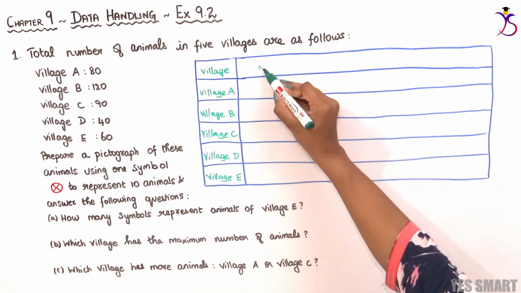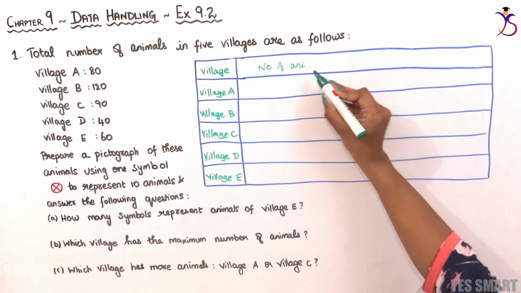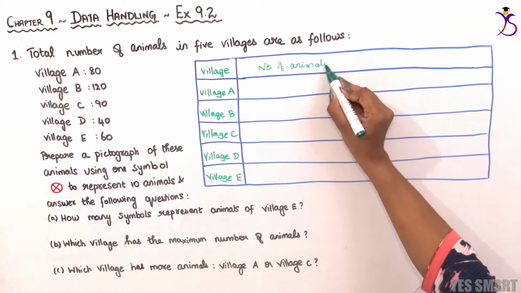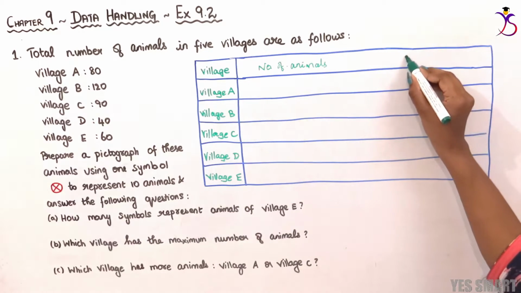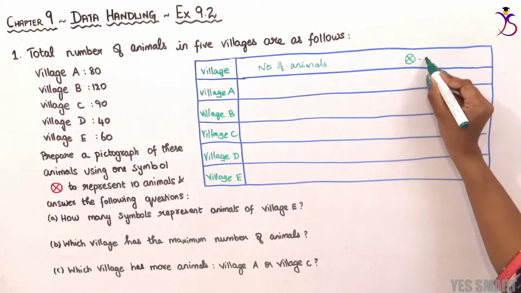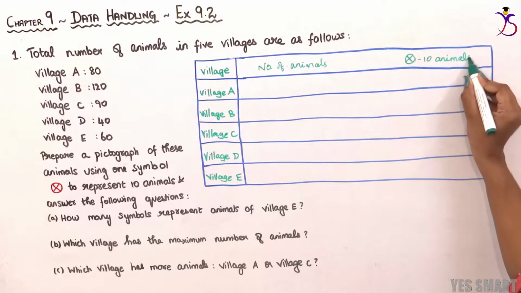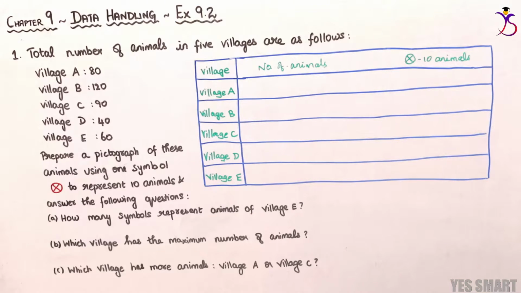As a first step, let's write the scale. Number of animals. This symbol represents 10 animals. So this symbol is equal to 10 animals, meaning that if I draw one of this symbol, it means there are 10 animals.